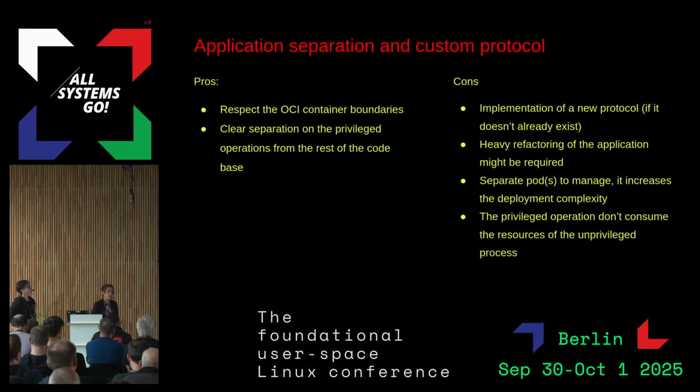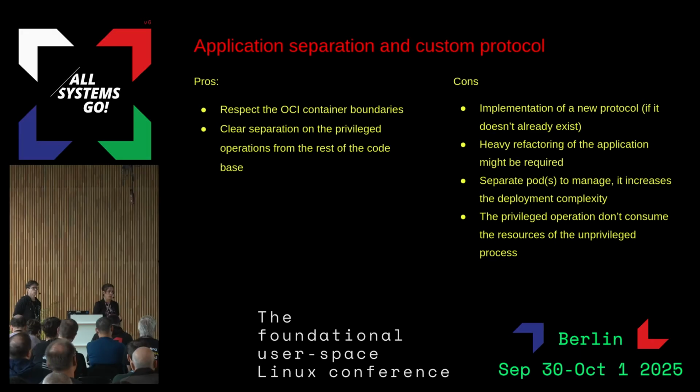ioctls. So the advantages of this approach are that you have two separate containers, and so you respect the OCI container boundaries. We are going to see this more in the fourth solution. You have a clear separation of who is doing privileged operations. But on the other hand, you need to implement a new protocol, especially if it doesn't exist. It's a heavy refactoring of your application, especially if it already exists.